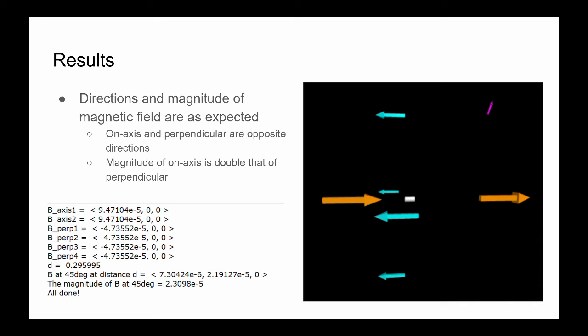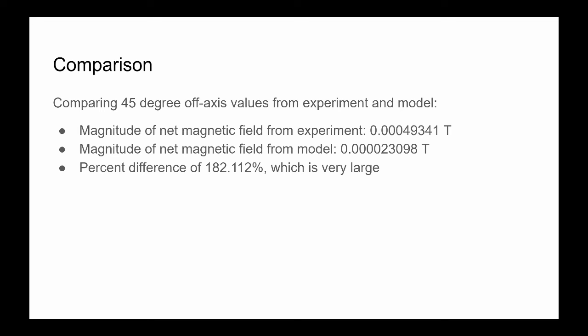So here are the results. As you can see, the directions and magnitude of the magnetic field are as expected, they're opposite, and the magnitude on axis is double that of the perpendicular, which shows the scaling factor of 2. And when we compare the 45 degrees off-axis value from the experiment and the model, from the experiment it is 0.000493441 teslas, as said before, but from the model it is 0.000230998 teslas, which is a 182.112% difference, which is very large.